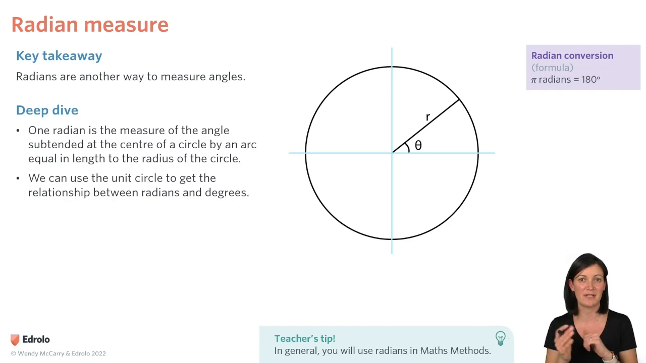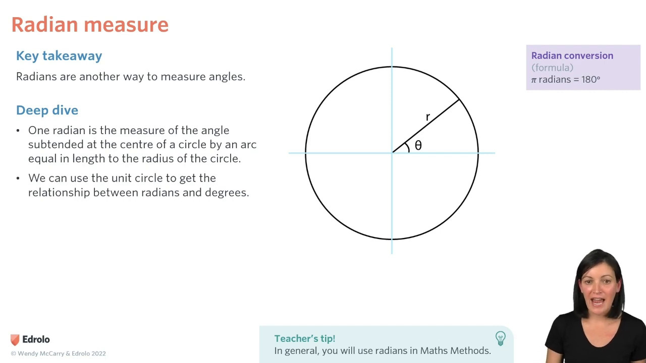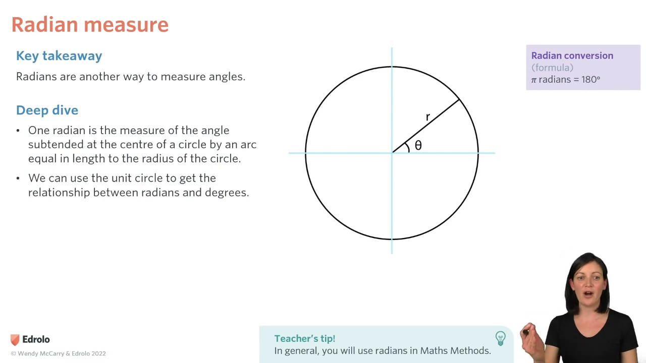Okay, we're going to discover some of them as we go along this chapter. Now, a radian is defined as the angle that is subtended at the center of a circle by an arc that is equal in length to the radius of the circle. Like, what does that mean?